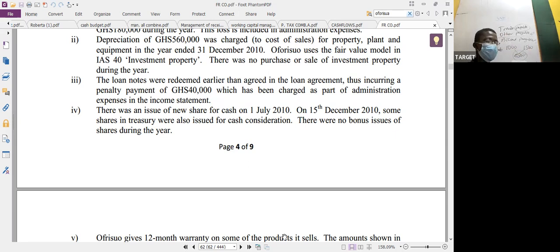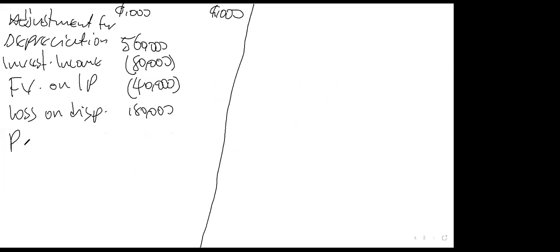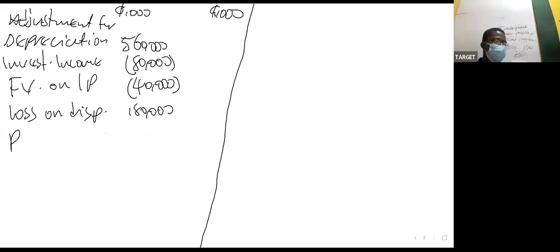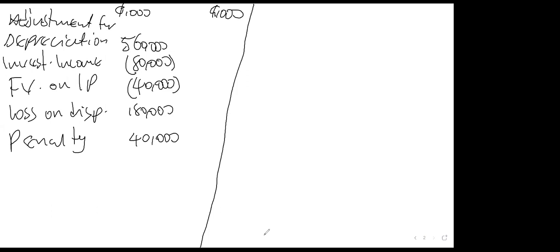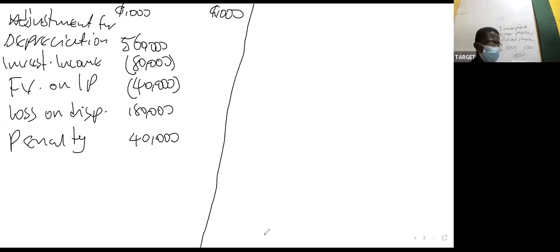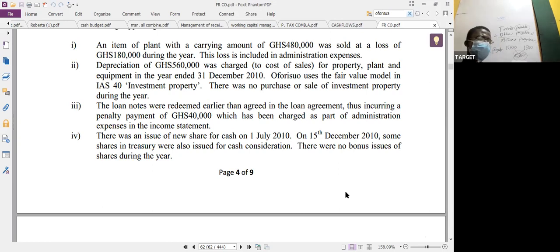So let's go and add a penalty of 40,000 bucks. Right here, penalty, $40,000. In fact, I am adding back because it's subtracted. Is there any other one again? Because we've gone to the footnote, all of them are in.